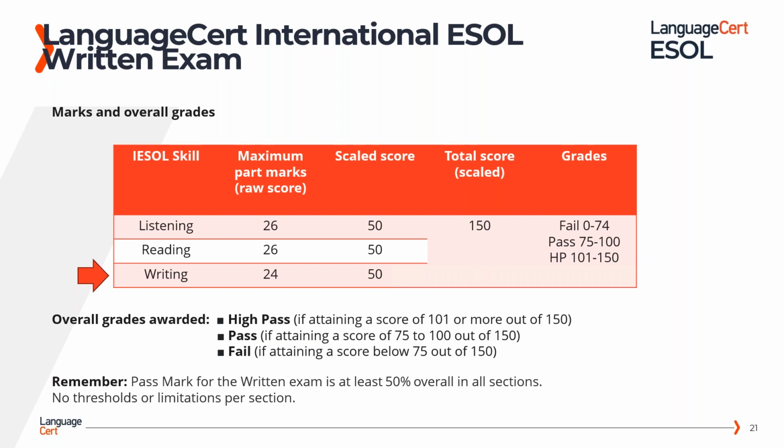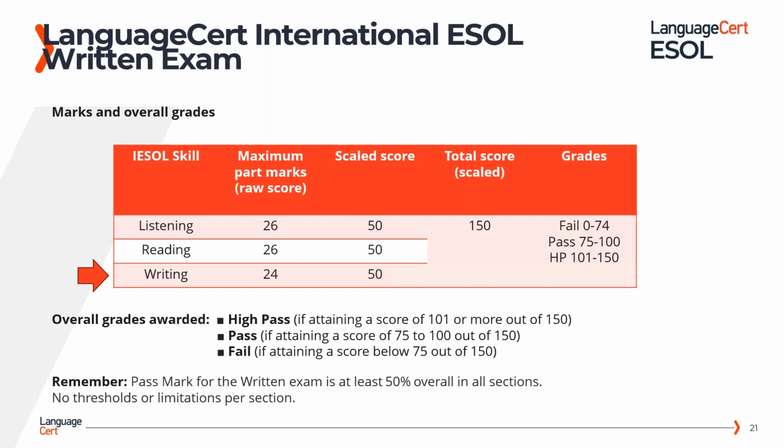Regarding the writing component, please note that there are no thresholds or limitations. That is, there is no minimum score to be attained. However, as in the case of the listening and reading components, in order to be successful, candidates need to attain an overall scaled score of at least 50%. Remember, the pass mark for the written exam, which consists of the listening, reading, and writing components, is 50% overall in all sections.